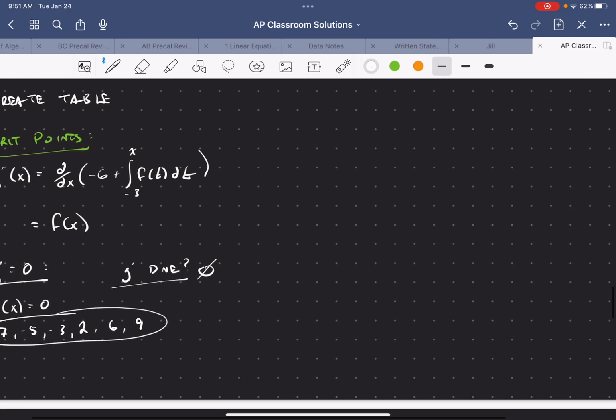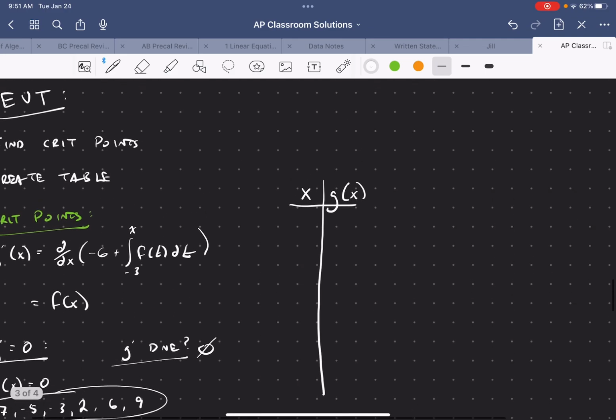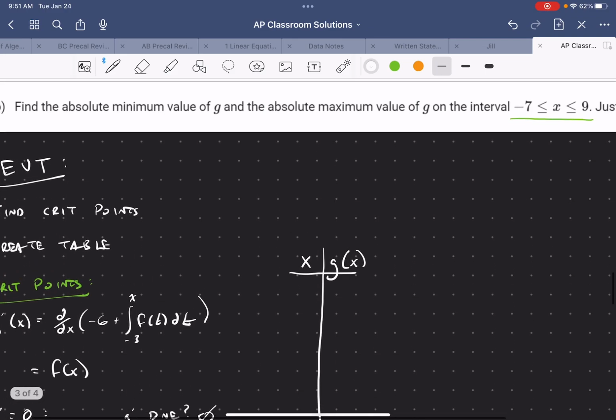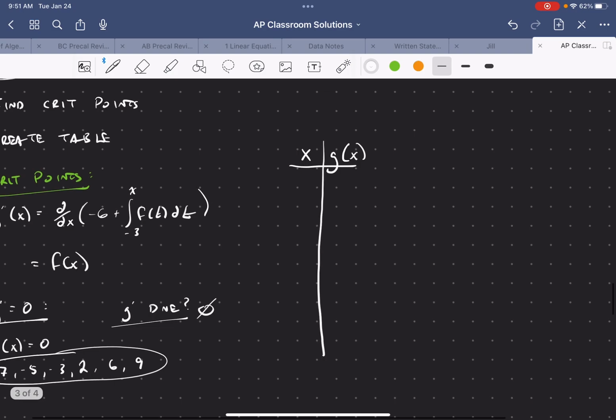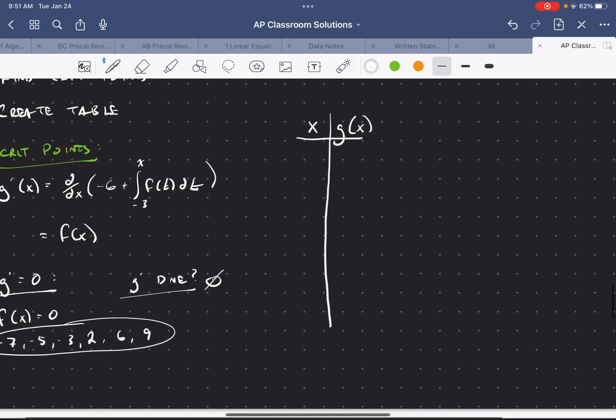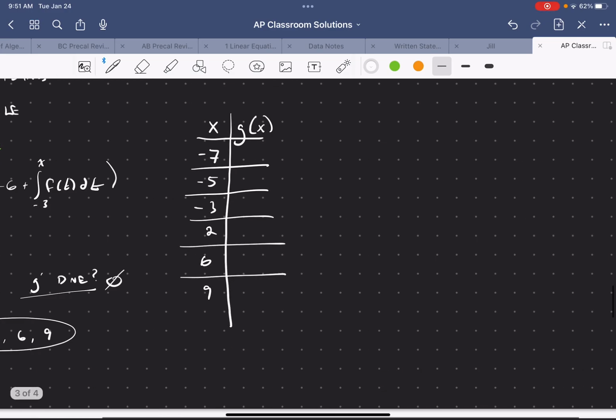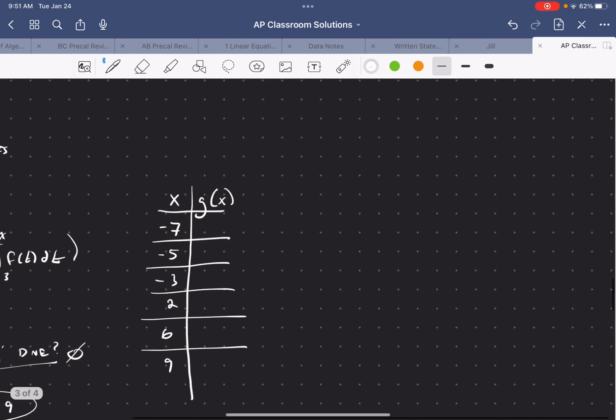So the second part of this is building our table. So we want to list x values in our first column, and we have to plug all these things back into g. You always want to plug it back into your original function. We're finding min and max of g, so we plug it back into the original g. And the x values, let's just list them all out here. So it's -7, -5, -3, 2, 6, 9. Okay, so we're gonna go one by one and figure these things out.